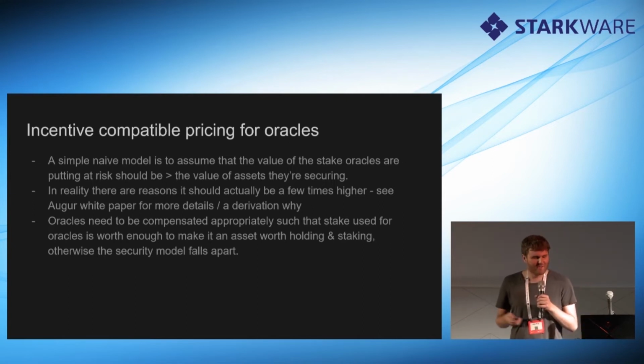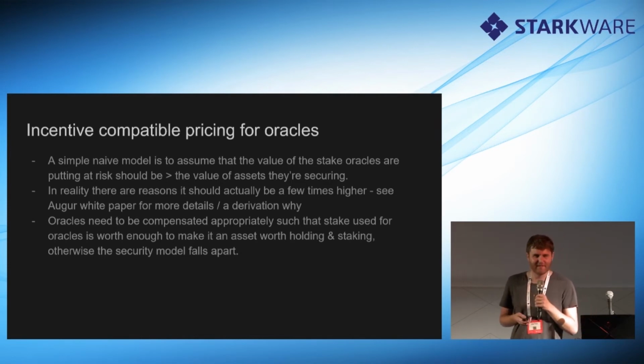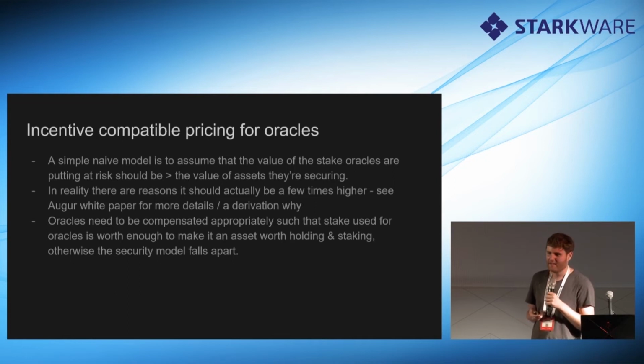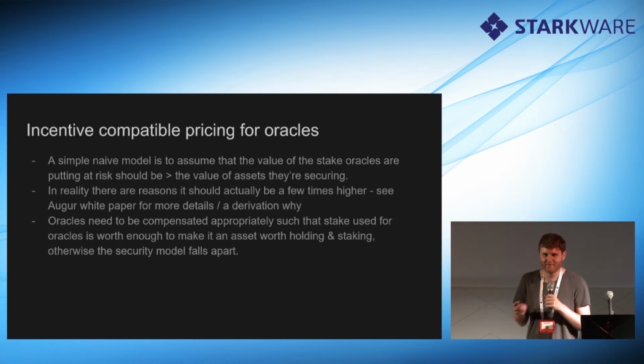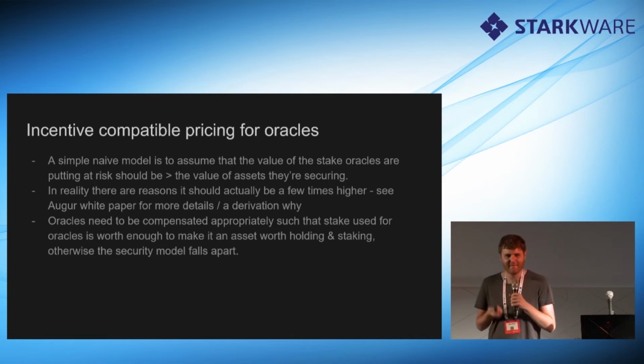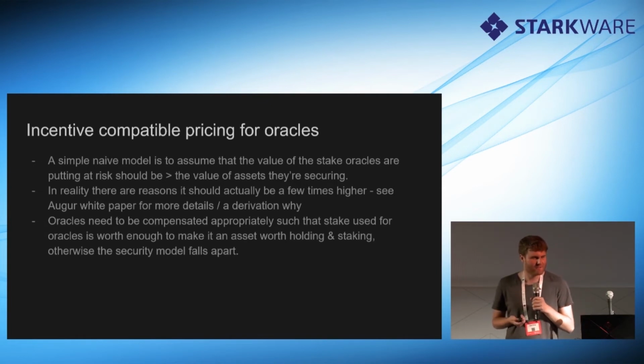That's kind of a longer conversation. The Augur white paper goes into details why, and there's kind of a derivation for why that's the case. But the punchline is you need to compensate oracles appropriately such that the stake is worth enough to make it worth actually using and participating. Otherwise, the security model falls apart. And I would say today in the space, almost nobody's actually doing this. Most people are just kind of hand-waving the problem and having one oracle that's centralized or an M-of-N multi-sig secure their entire network. I think at some point there's going to be some attacks there where that starts to fall apart.